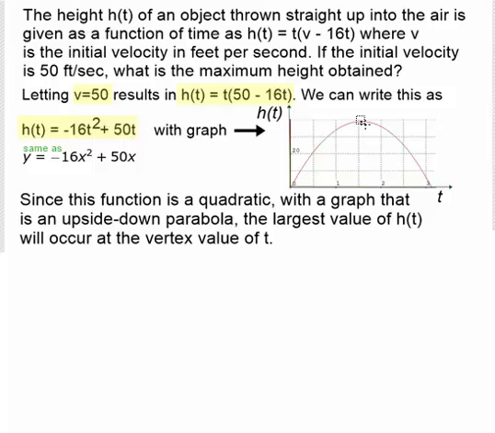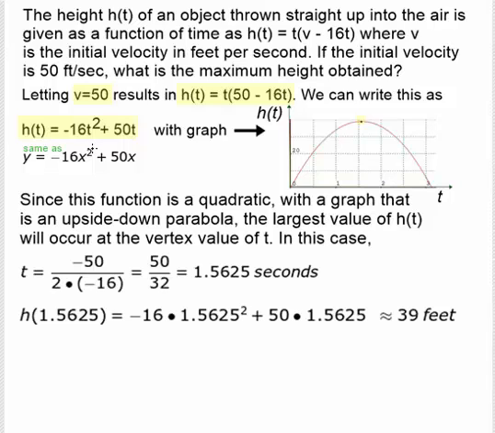Well, the vertex is the value where t equals negative b over 2a using the formula we just looked at, the shortcut formula. We plug our value of b equals 50 and our value of a equals negative 16 into that vertex formula, and we get t equals negative b, which is negative 50 over 2 times a, or 2 times negative 16. So this simplifies to 50/32, or in decimal form 1.5625 seconds.